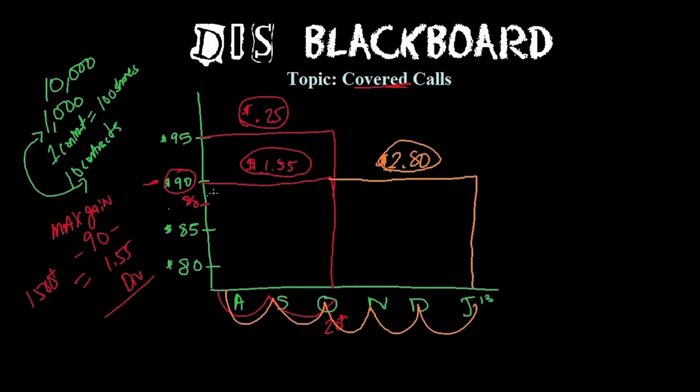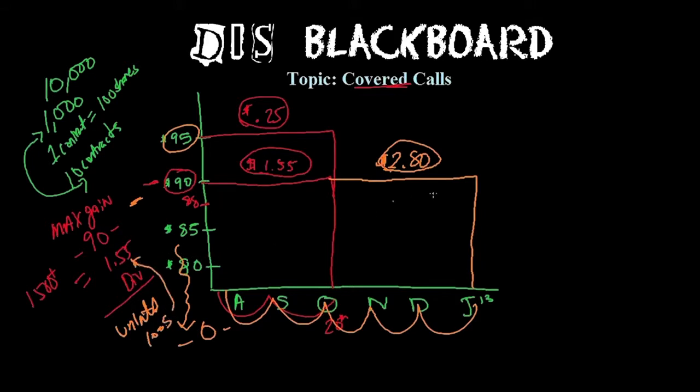Now, I think it's important to note, we keep talking about a ceiling. When you're selling a covered call, you're putting a ceiling. You know the most you're going to get. Is it 90? Is it 95? But what about the loss? If you own a stock, theoretically, it could go to zero. So you really have an unlimited loss except the option premium that you receive.